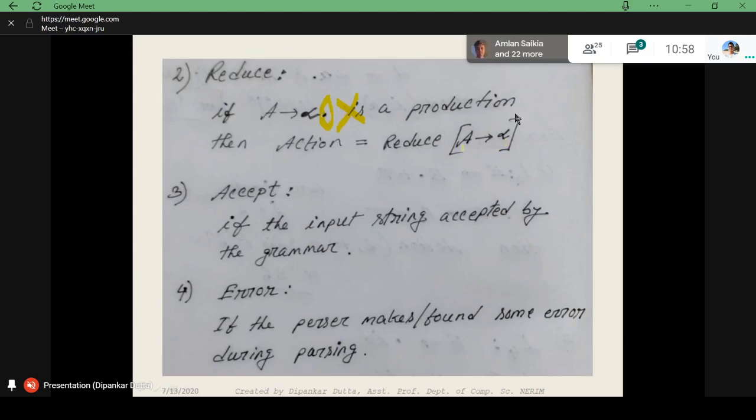Reduce, capital A implies alpha. Okay, this is the reduce. So how to reduce it, we'll discuss very soon. Clear?